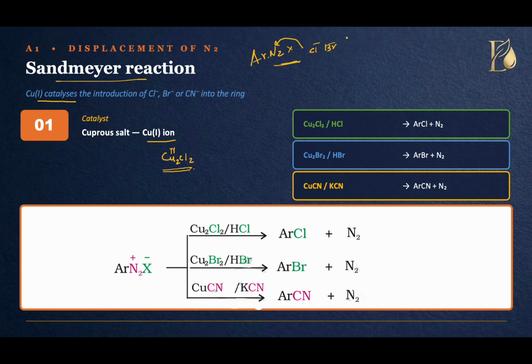So we can see some examples. If using cuprous chloride, it introduces a chlorine atom into the benzene ring. How can we do this? This is a benzene diazonium salt.